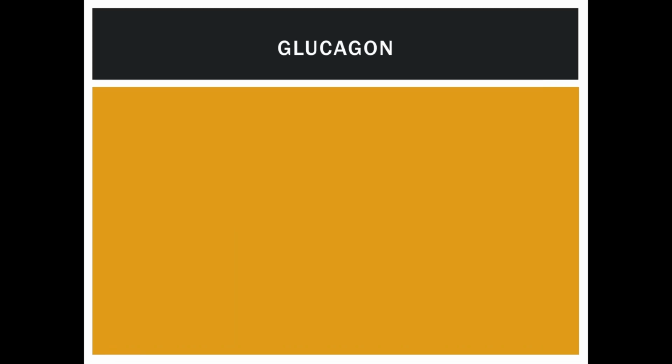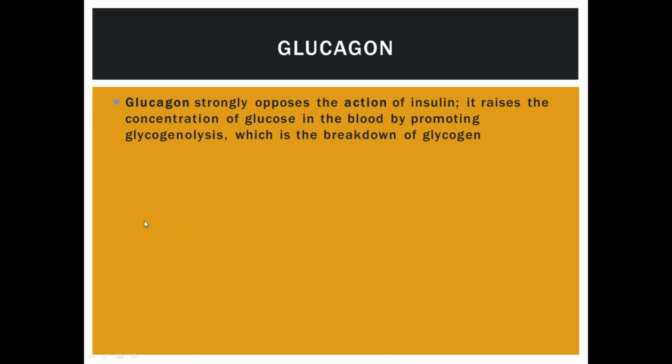Next, we're going to be talking about glucagon. Glucagon is still relatively common, but we're starting to see less and less of it just based on cost. So with glucagon, it opposes the action of insulin, so it raises the concentration of glucose in the blood by promoting glycogenolysis, which is the breakdown of that glycogen. So with our simple sugars within our body, it's got to be broken down into a couple of different components before the body is actually readily able to absorb that energy.